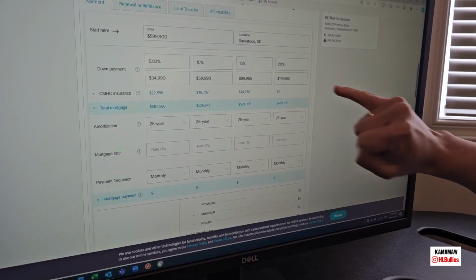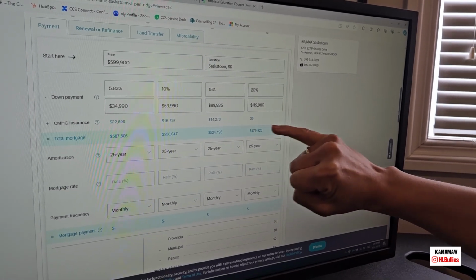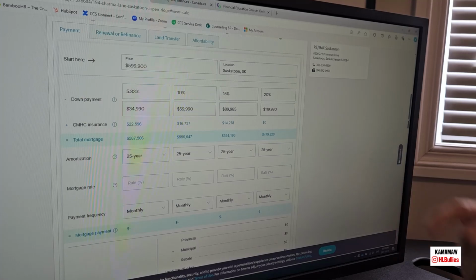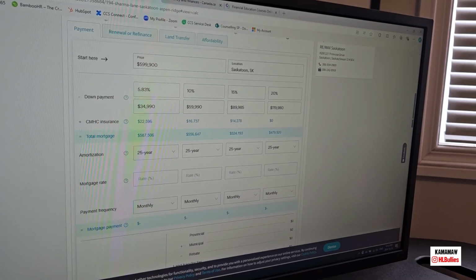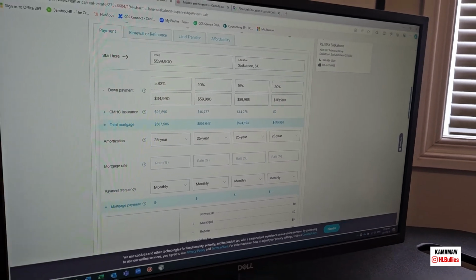Now, if we have 20% down, you'll see that we don't need to pay that insurance fee. That's something to be aware of. The more money we have down, the lower the cost of our property will be. So I'm going to just pause it there.